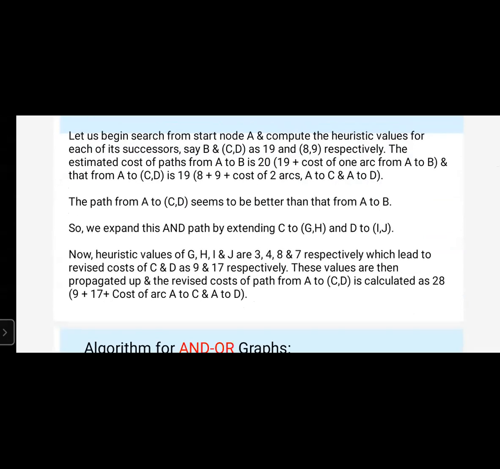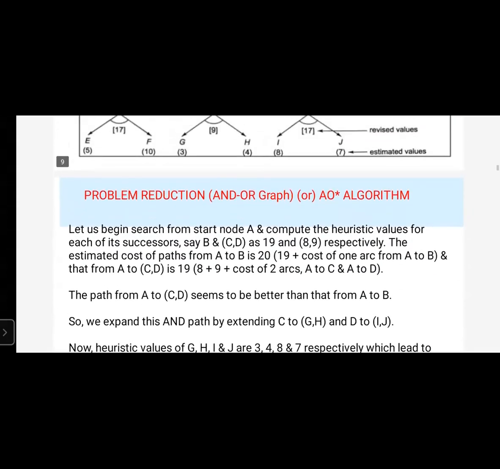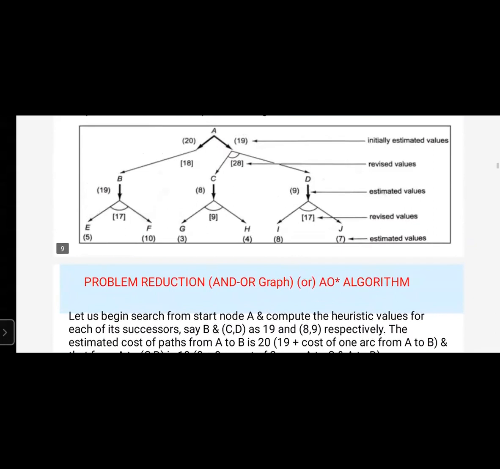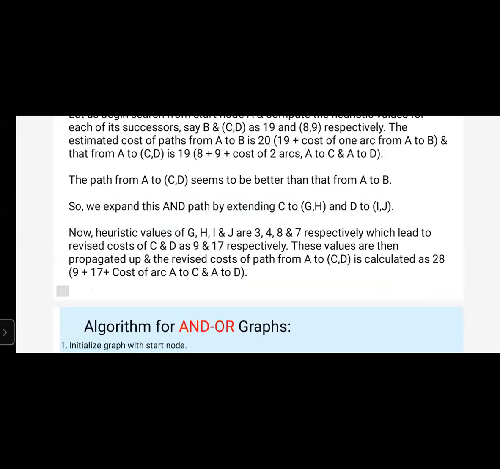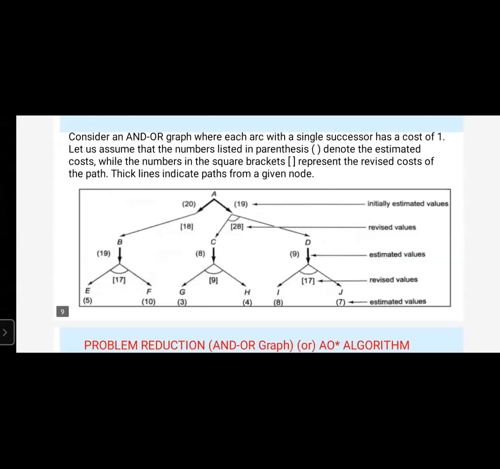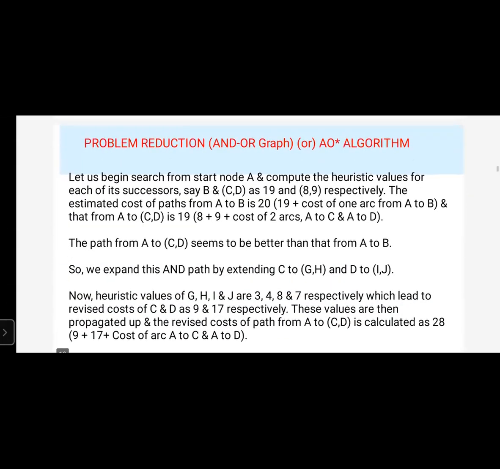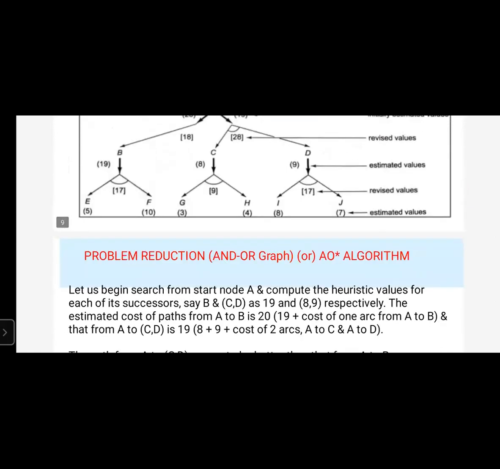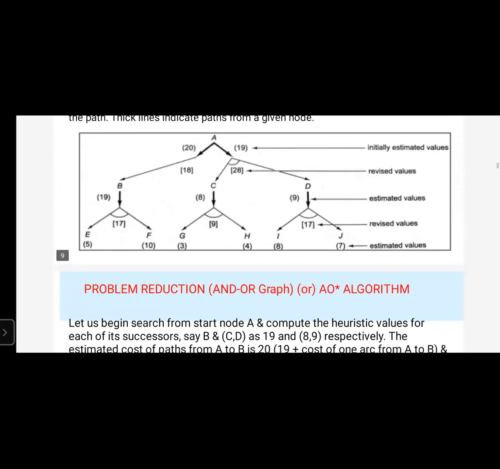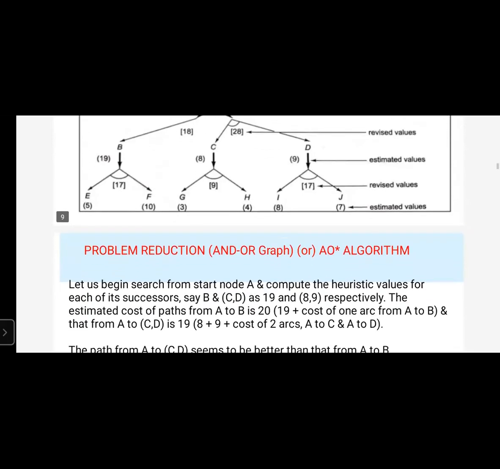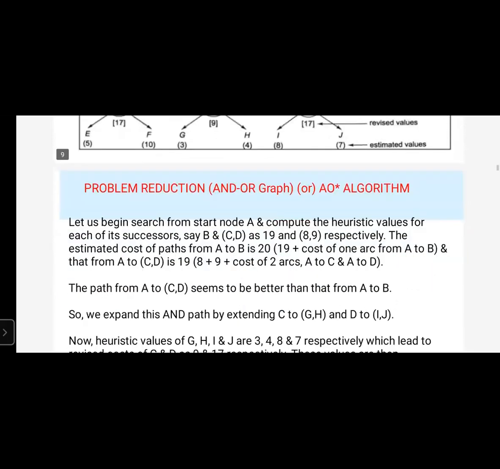So these values are then propagated up, and the revised cost of the path from A to C and D is 28. Why 28? Because it is 9 plus 17 plus the cost of the arc from A to C, which is the AND alpha.